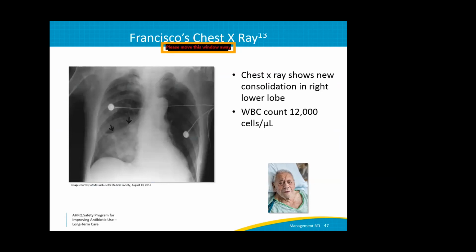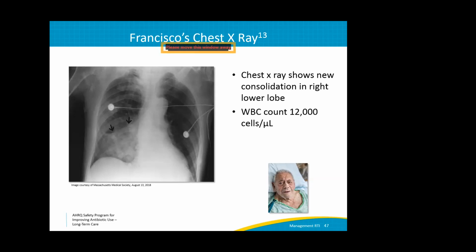So it's a Friday. The provider covering is worried that if Francisco gets worse over the weekend, it's going to be really hard to get a chest x-ray, and so wants to go ahead and get a chest x-ray now. It's worth noting that in these situations, it's not necessarily recommended to get a chest x-ray up front. Rather, it's perfectly safe to monitor these patients for a day or two to see how they're doing.